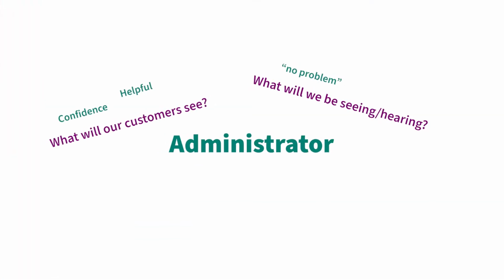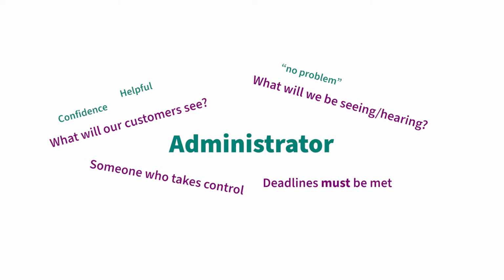So we may know that we want deadlines to be met. We want somebody who takes control. So we want somebody who can organise a meeting, for example, and will proactively put the agendas in place. So if they are a good administrator, we will be able to say to them, I need a team meeting next week, and they will come back with, well, this is the date everyone's available.